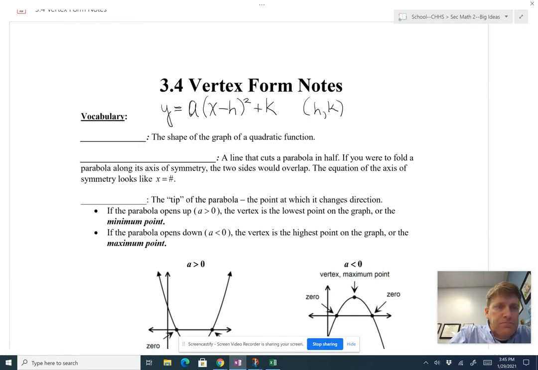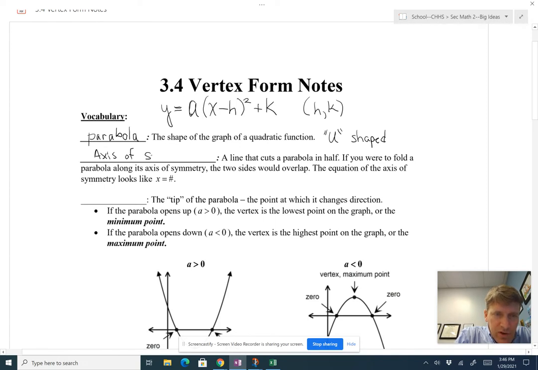So, the vocabulary. The shape of the graph of a quadratic function is called a parabola, and it is U-shaped, as opposed to V-shaped like the absolute value function. And the axis of symmetry: all of these are things that we've talked about for the last several lessons.